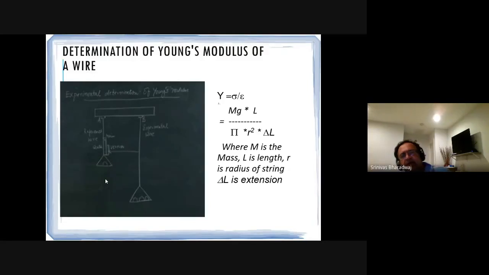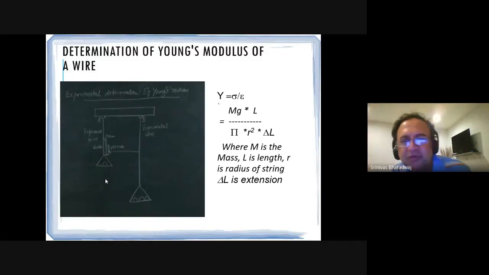Now, how do you determine Young's modulus in a lab experiment? You have two wires. You have a reference wire A on the left side and an experimental wire B on the other side. Both wires are assumed to have the same thickness. We can measure the two unstretched lengths. Then we suspend them.